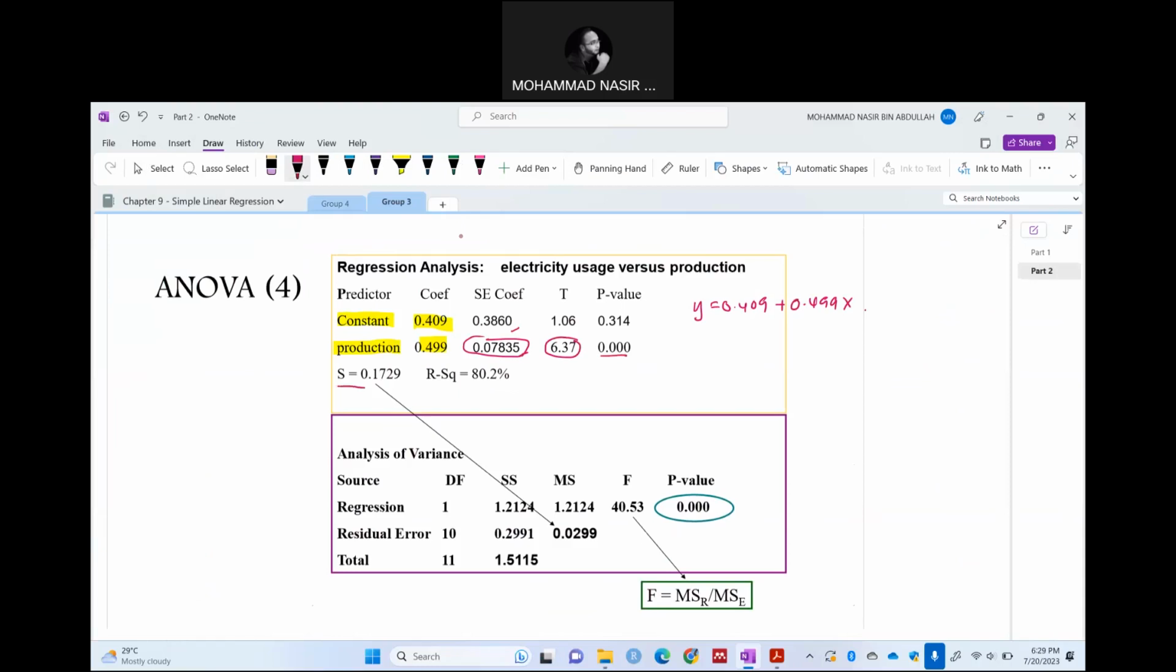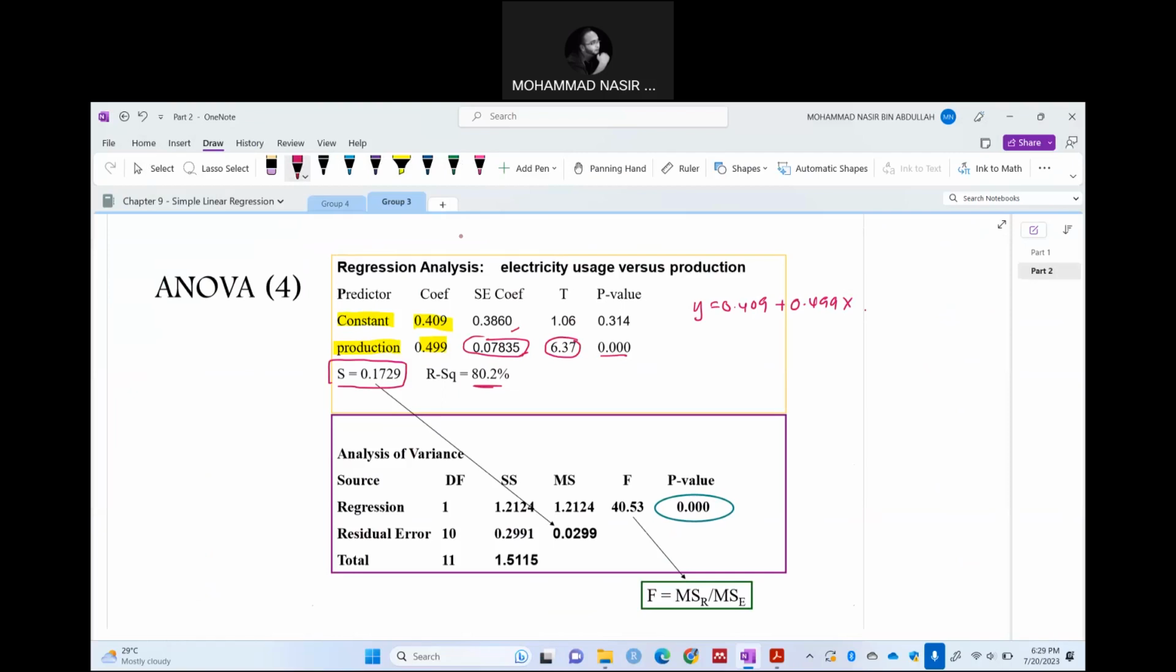And this is the standard error of estimate. And this is the R square value. So based on the R square, we can conclude that 80.2% of the total variation in y can be explained by x, which is production.